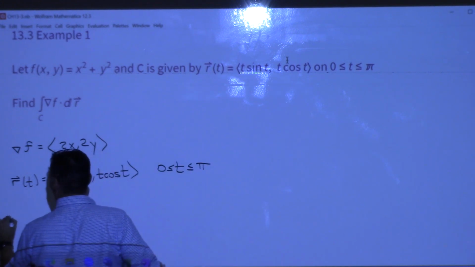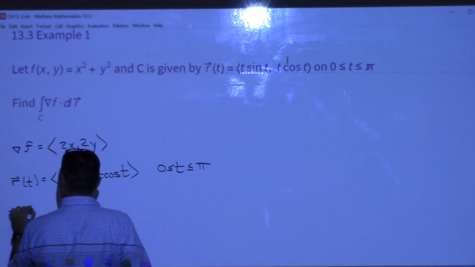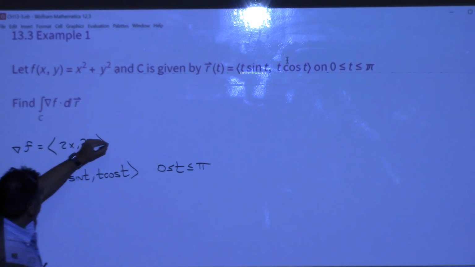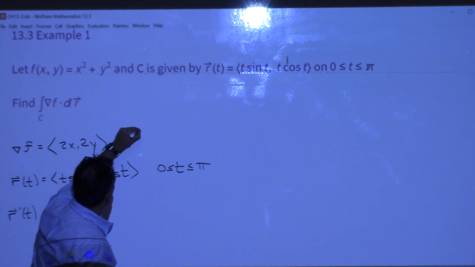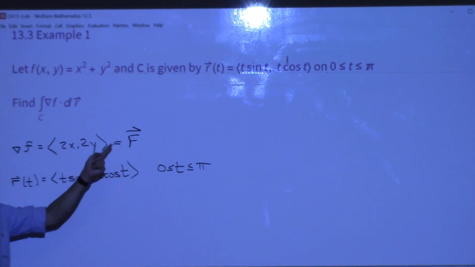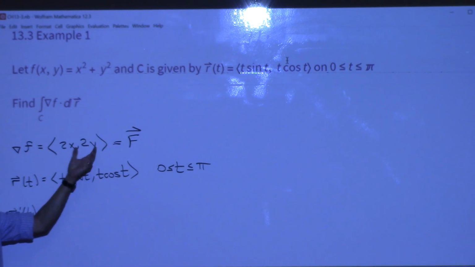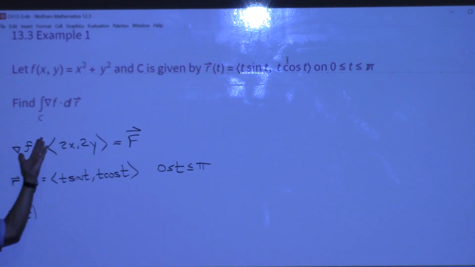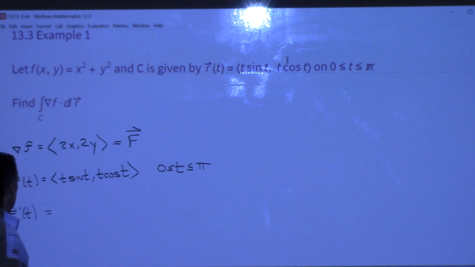I'm going to need r prime, aren't I? In the formula, this right here means I'm going to need r prime. Keep in mind, this right here is what our capital F was in the previous examples. This is our field, but it just came from the gradient. It came by taking the gradient of some scalar function. So I need the derivative using the formula that I erased that was on the board here. I don't like this derivative, but oh well.